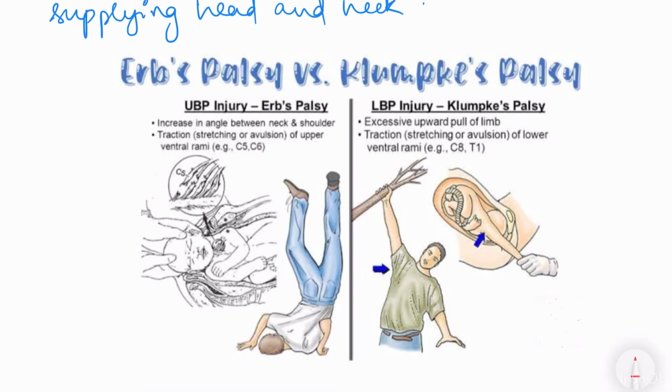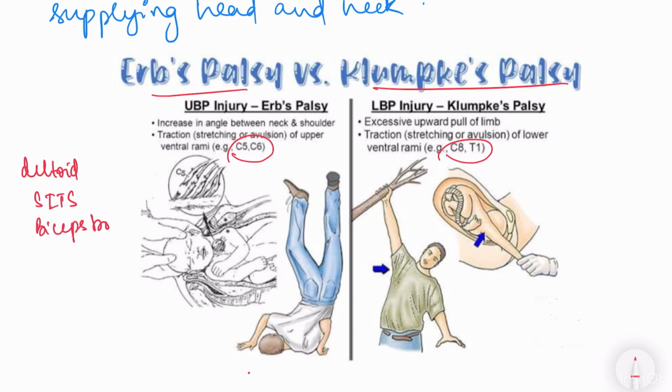Now here we can see the difference between Erb's palsy and Klumpke's palsy. Nerve roots involved in Erb's palsy are C5 and C6, and here it is C8 and T1. The muscles paralyzed in Erb's paralysis are deltoid, biceps brachii, brachioradialis, and some other muscles.